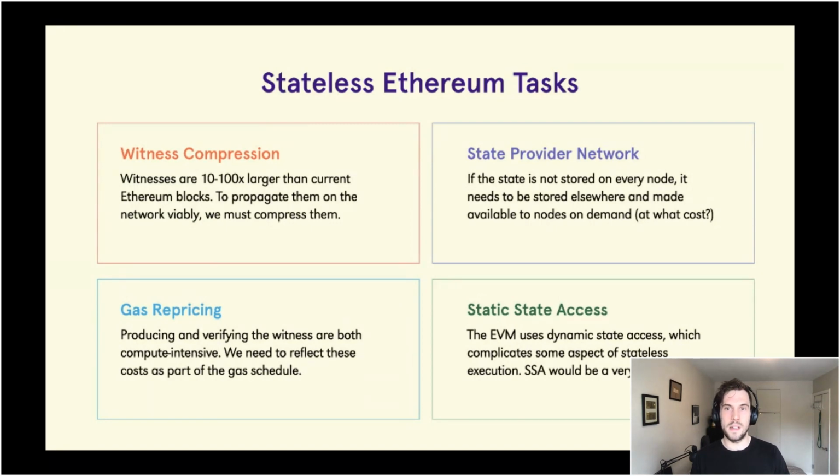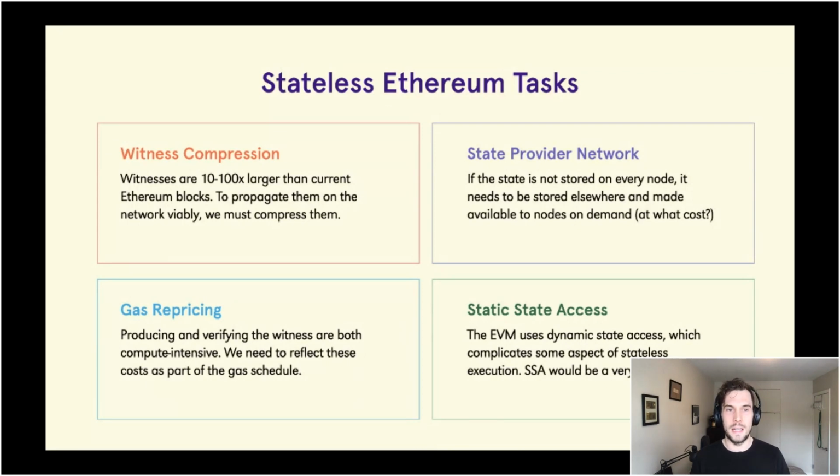Similarly, we need something called a state provider network. So if the nodes are not each storing the state and being responsible for it, it needs to be stored somewhere, and there needs to be a way for nodes to request it. And obviously there's a cost associated with that, so we need to figure out the incentives.